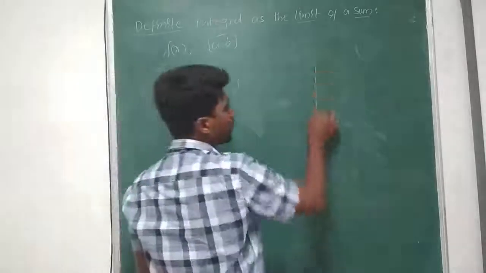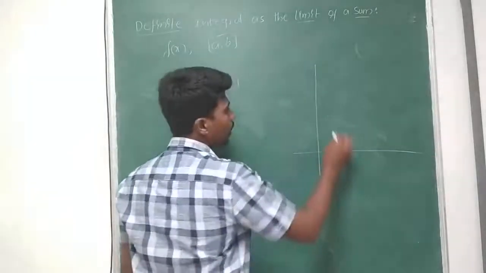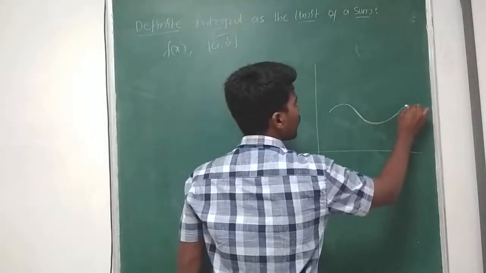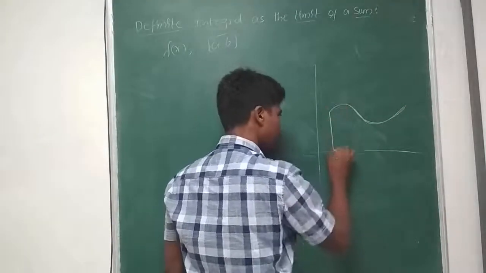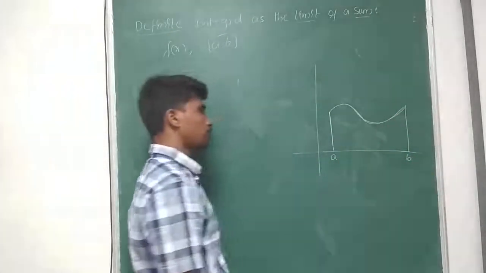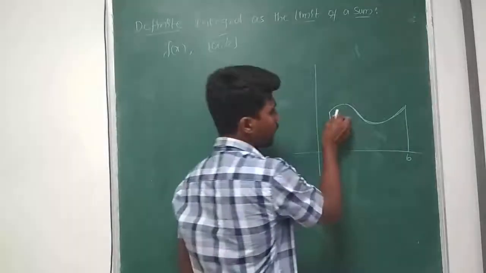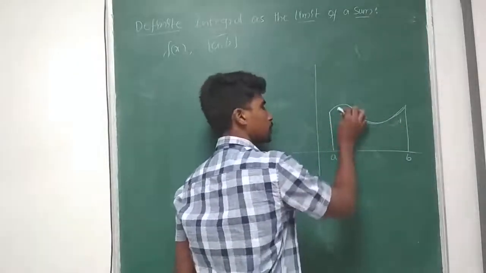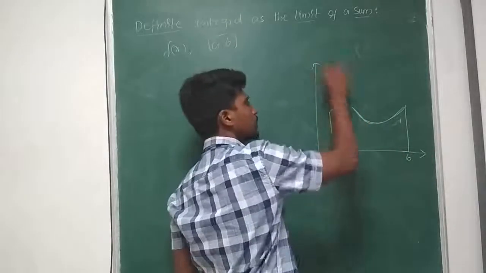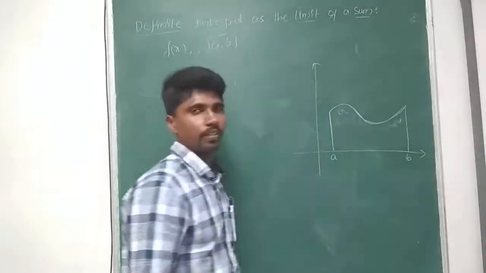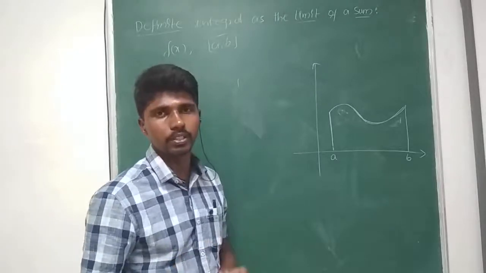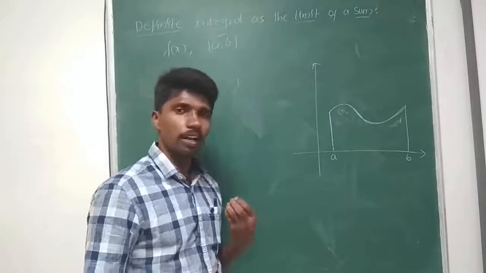Suppose I take the graph of the given function like this, f of x, and it is continuous in a and b. Since it is continuous, I have to find the area enclosed by this curve, meaning the area enclosed by the curve and the axis, which is nothing but this particular region, right? Now this entire region I am making into some divisions, subdivisions.